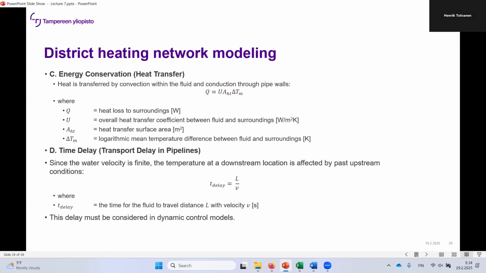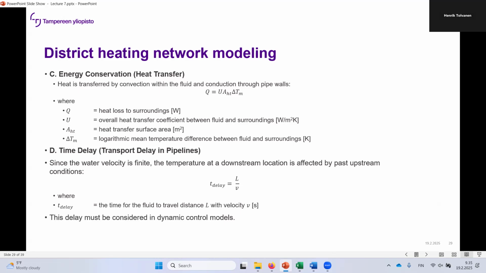Then there's the time delay, so the transport delay in the pipelines. If you're going to crank up your production plant in Hervanta, and you are expecting it to have an effect on Tampere city or the downtown, then it's going to take some time. And of course, there's the flow direction. If flow is going the opposite direction, it's not going to affect it.